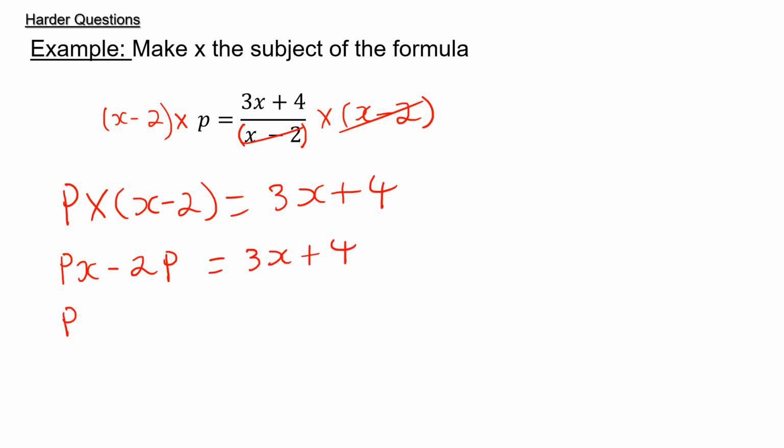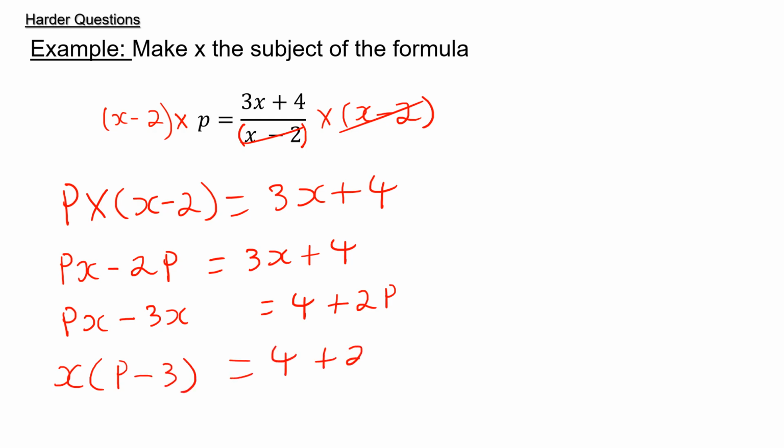I can subtract 3x from both sides to get px take away 3x, take away 2p equals 4. I could then add 2p to both sides, and I could take out a factor of x to give me x times p minus 3 equal to 4 plus 2p. And finally, I could divide both sides by p minus 3, giving me a final answer of x equals 4 plus 2p, don't forget the x equals, over p minus 3.